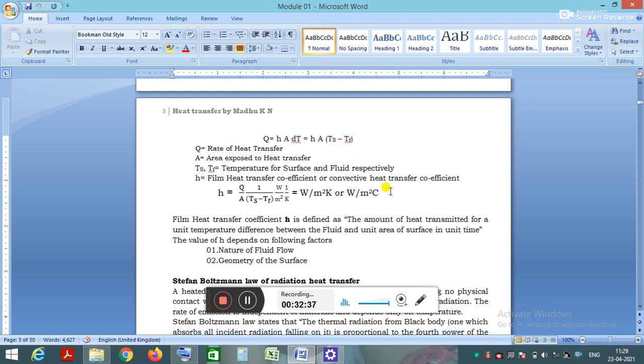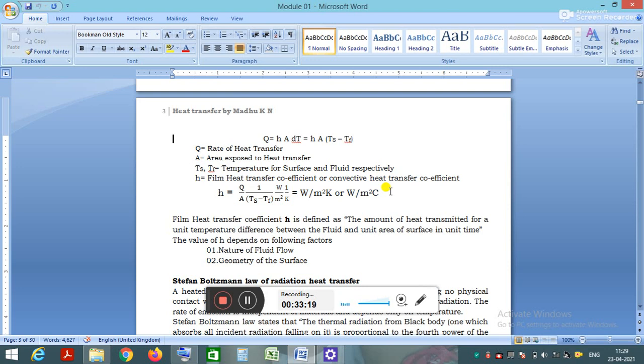The value of heat transfer coefficient depends on the nature and geometry of the surface which is exposed to the heat transfer, whether it is a sphere, a cylinder, or a plane wall. Heat transfer coefficient varies with the geometry of the surface, and it also varies with the nature of the fluid, whether it is a gas, a liquid, water, or whatever it may be. It varies with the nature of the fluid and with the geometry of the surface. Okay, this is all about Newton's law of cooling.